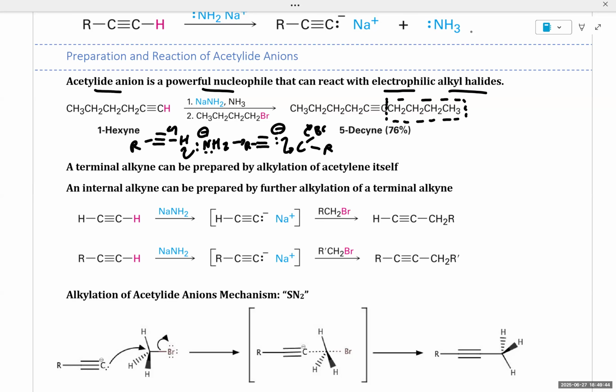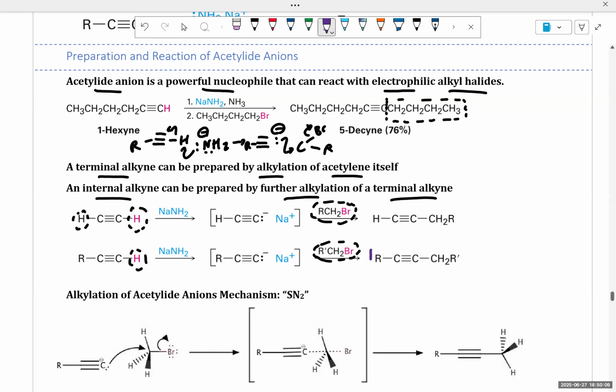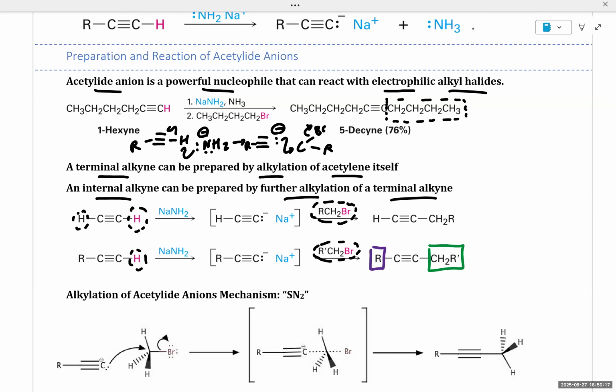So a terminal alkyne can be prepared via alkylation of acetylene, while an internal alkyne can be prepared by further alkylation of a terminal alkyne. Because acetylene has two available hydrogens, we can deprotonate, install one group, deprotonate again, and install a second group. So we can generate highly substituted alkynes with two unique groups through formation and alkylation of the acetylide ion.